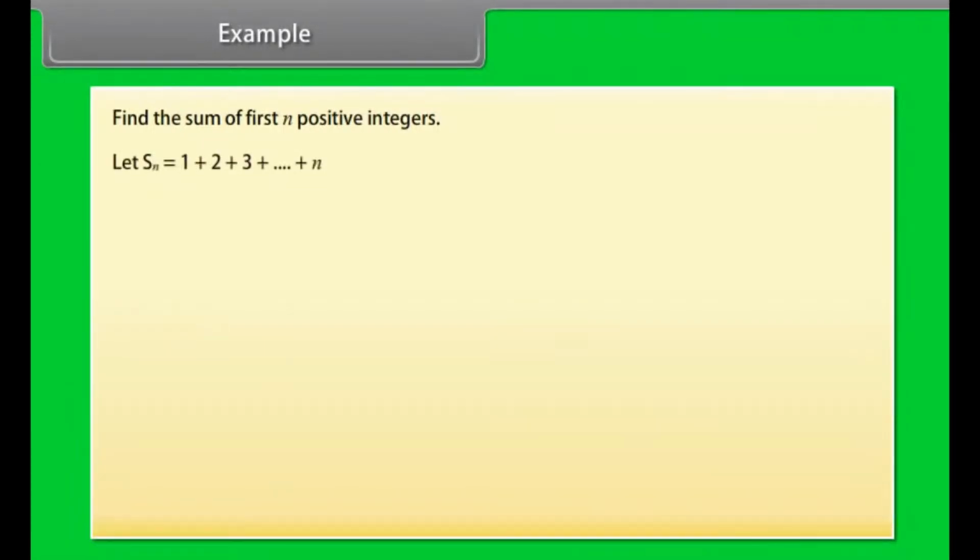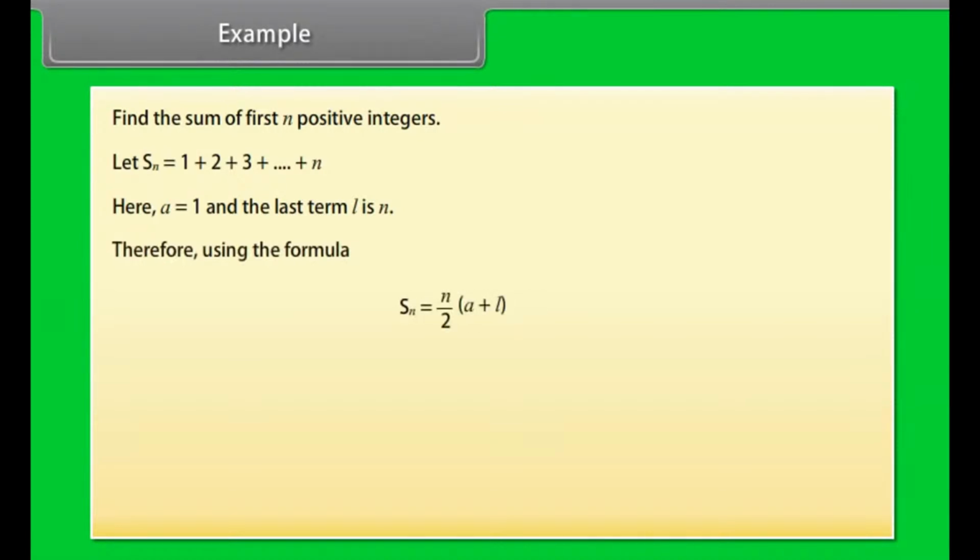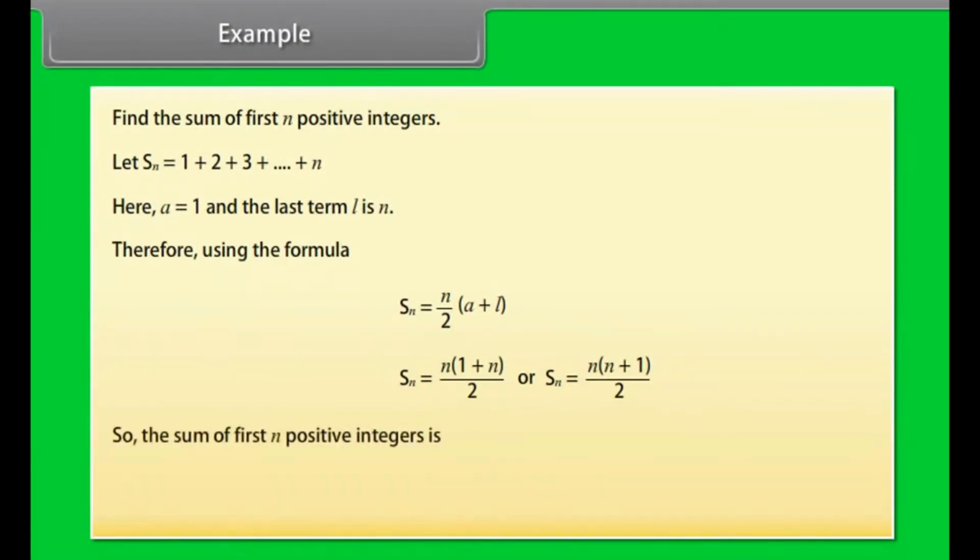Find the sum of first n positive integers. Let Sn is equal to 1 plus 2 plus 3 plus so on plus n. We can see that here a is equal to 1 and the last term L is n. Therefore, using the formula Sn is equal to n upon 2 into (a plus L), we get Sn is equal to n into (1 plus n) whole upon 2, or Sn is equal to n into (n plus 1) whole upon 2. So the sum of first n positive integers is Sn is equal to n into (n plus 1) whole upon 2.